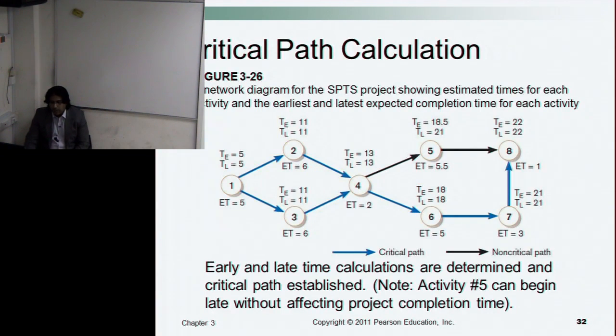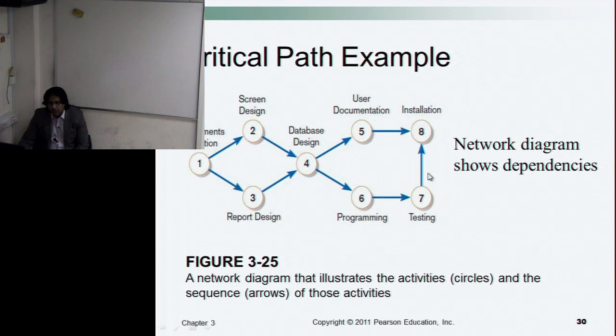Okay. Now, if you look at this figure, this is the same figure that we have drawn earlier. The only thing what we have done, we have removed the name of the activities. So, we have only numbered them 1, 2, 3. 3 means the activity is referring to the reporting design.